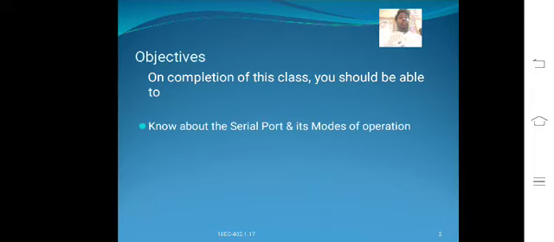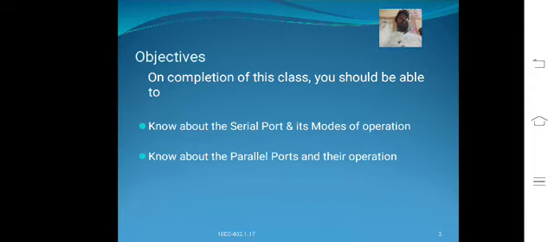The main objectives of this class: on the completion of this class, you should be able to know about the serial port and its modes of operation, and about the parallel ports and their operation.